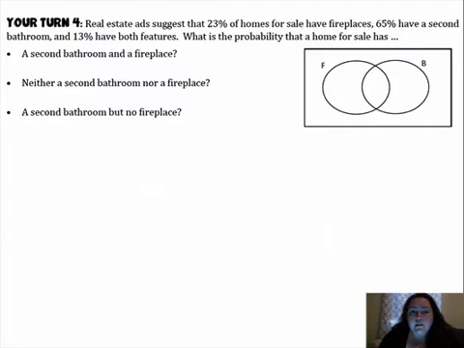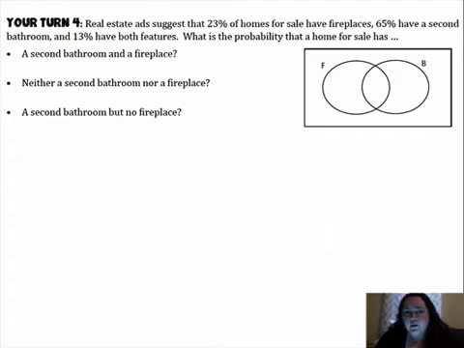Real estate ads suggest that 23% of homes for sale have fireplaces, 65% have a second bedroom or bathroom, and 13% have both features. What is the probability that a home for sale has a second bathroom and a fireplace, neither a second bathroom nor a fireplace, or a second bathroom but no fireplace?